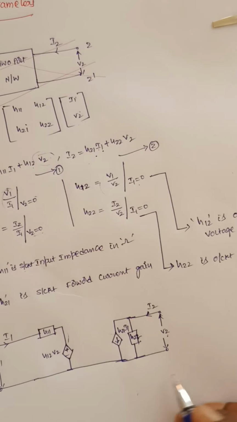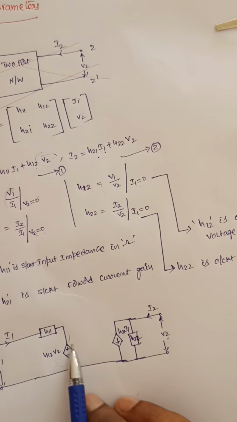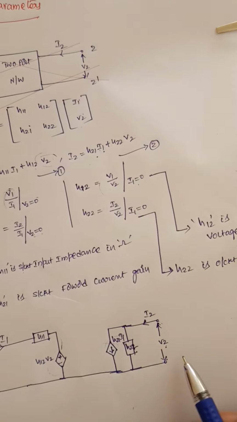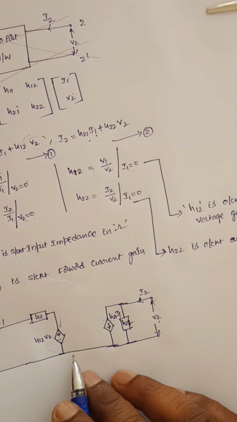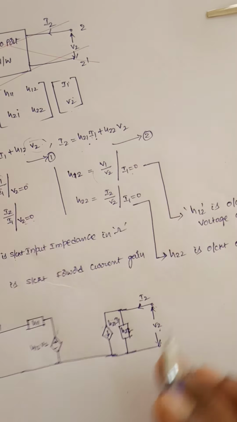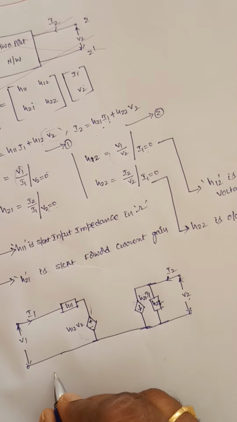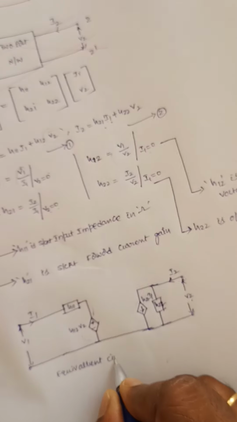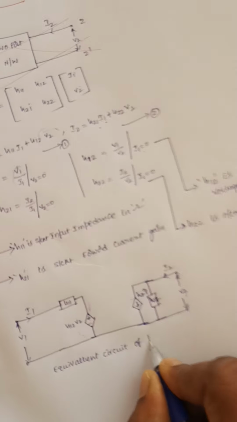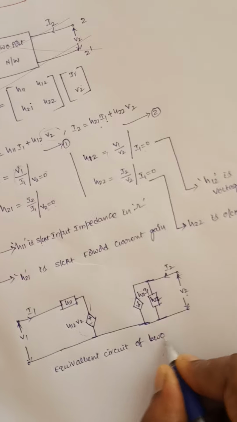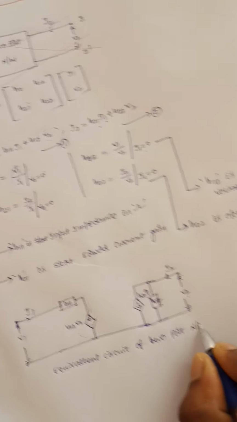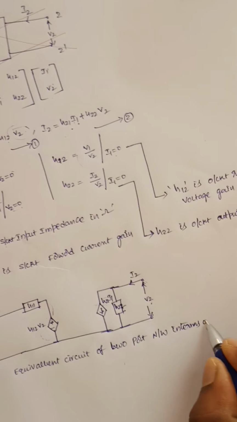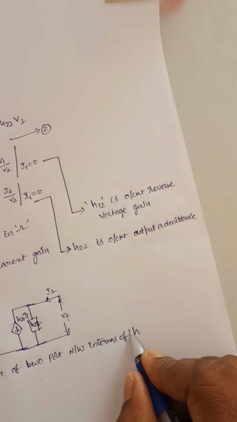Okay, it is H12 V2. This is a voltage source which depends upon the output voltage. This is the current source which depends upon the input current. This is an equivalent circuit of two-port network in terms of hybrid parameters, right? In terms of H parameters or hybrid parameters.